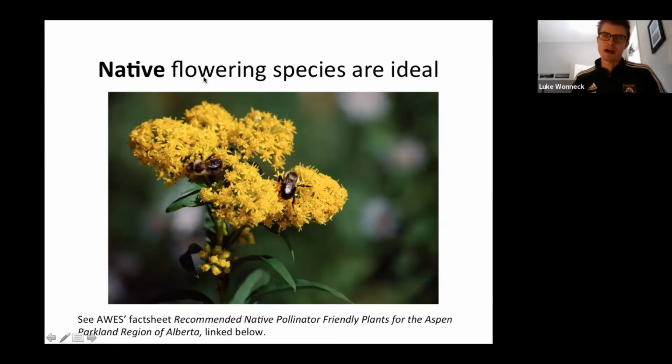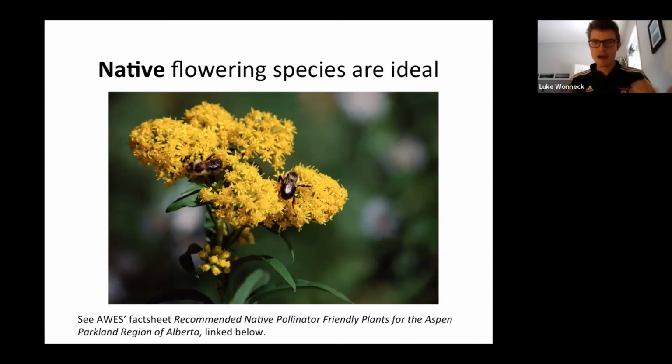And then you have, so native, a key thing here is native flowering species are ideal. I mentioned that we're talking about native bees here, or bees that have been here for a long period of time, native pollinators. And if you ensure that they have native flowers to eat pollen and nectar from, then that's really good for them, because they know how to use them. They've had that kind of food in their system for a long time.